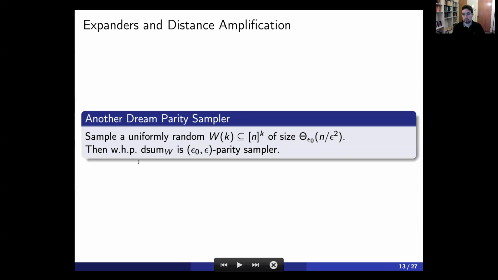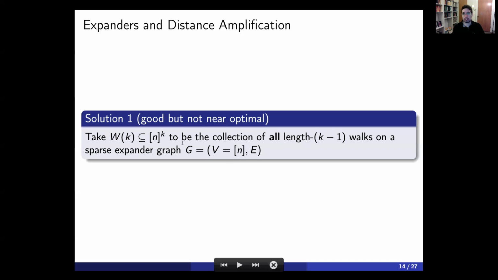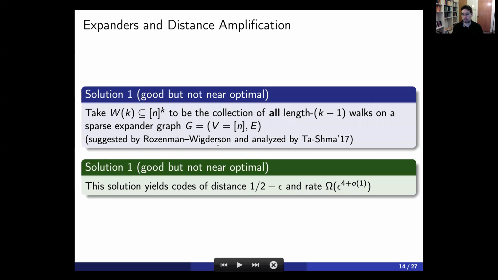You could alternatively not be too greedy, and sample just a small, sparse collection of this size. Then it's not hard to show that it's going to be a very good paired sampler, achieving near optimal parameters. But the problem is that it's non-explicit. You're using a lot of randomness there. So one solution was, if you want a collection of tuples of size k that's reasonably sparse, take a sparse expander and consider all walks of length k minus 1. This is quite good, but not optimal. It achieves distance half minus epsilon and rate about epsilon to the 4. It was proposed by Rozenman and Wigderson and analyzed later by Tashma.